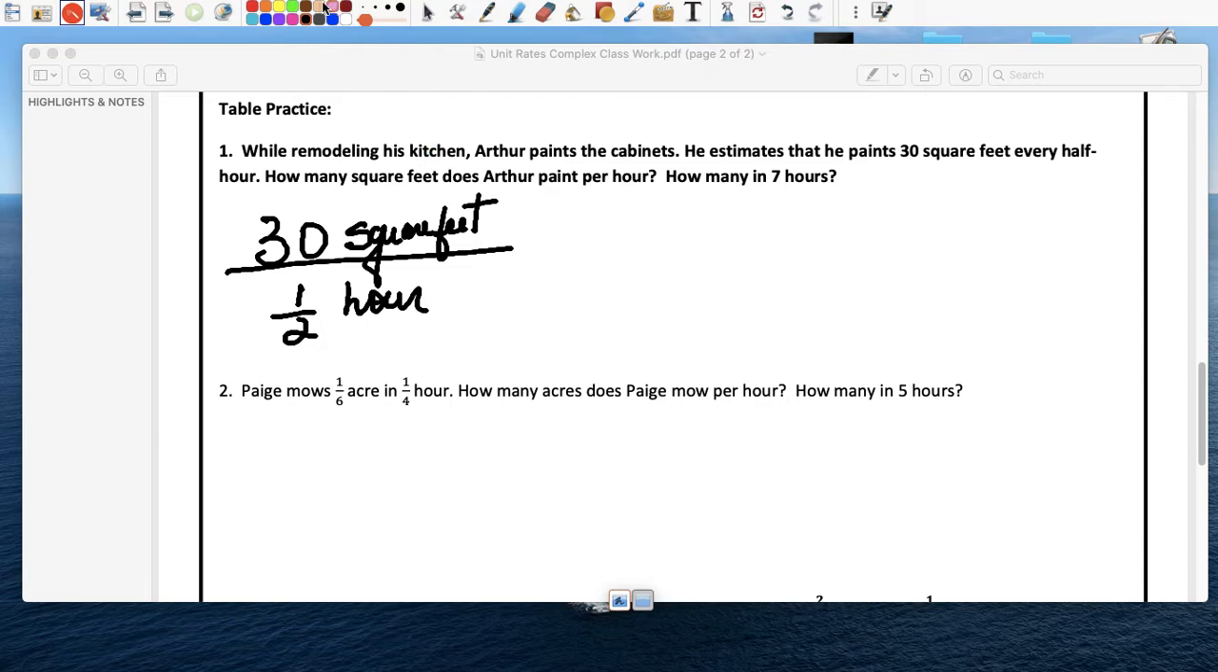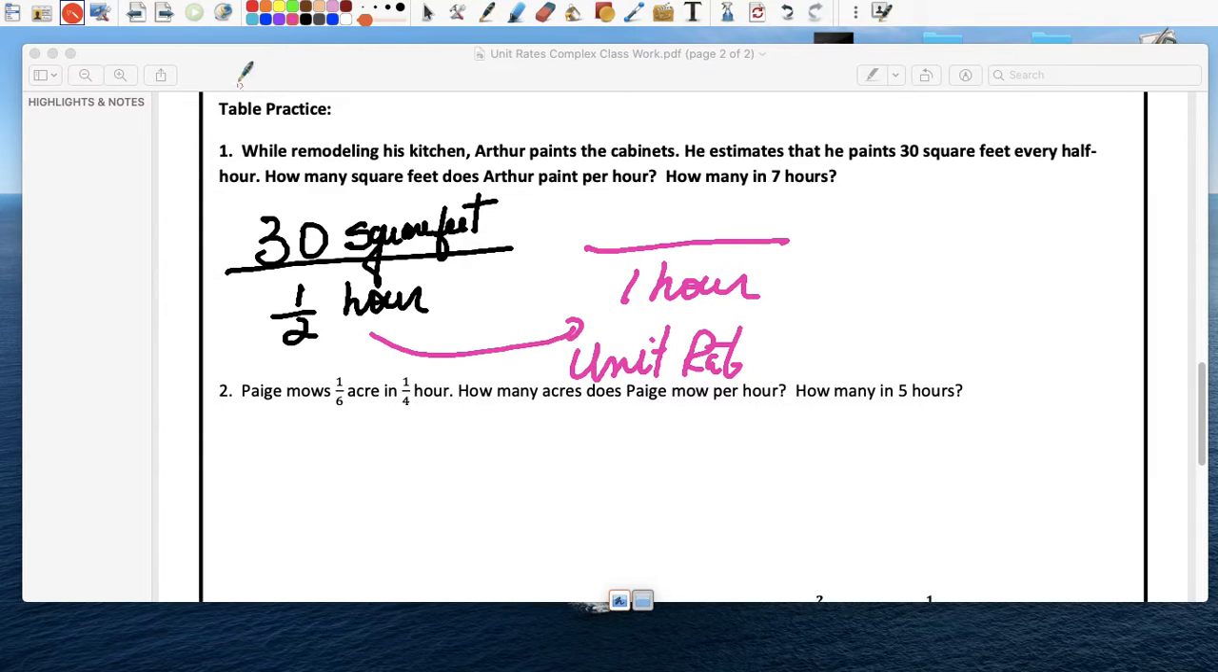So, how much can he paint in 1 hour? ¿Cuánto puede pintar en una hora? This is a unit rate. So we're going to multiply. ¿Por cuánto multiplicamos? Por reciprocal, que es 2 sobre 1. 1 sobre 2 times 2 over 1 es 1. So aquí arriba multiplico por 2 sobre 1. And 30 times 2 sobre 1 is 60. And we're going to write 60 square feet. Entonces, en una hora el señor puede pintar 60 square feet.